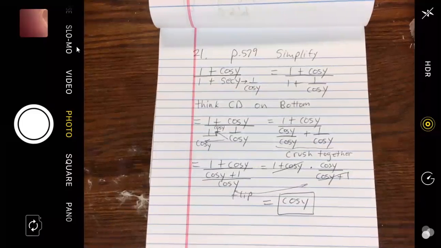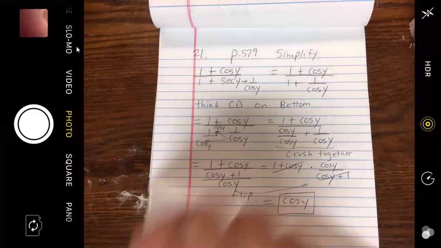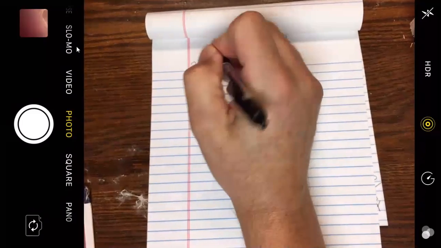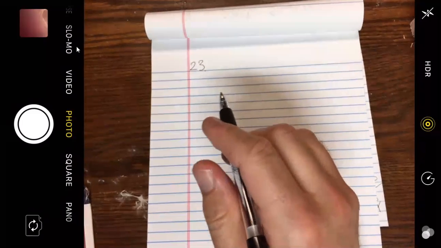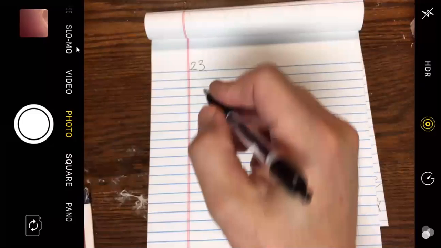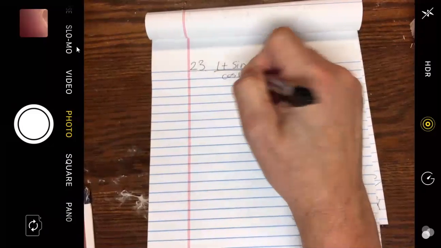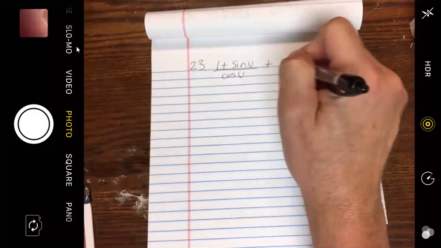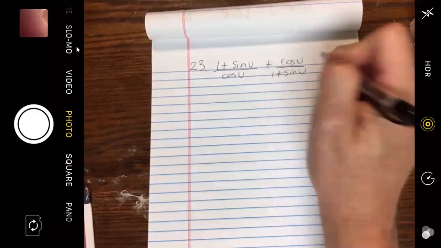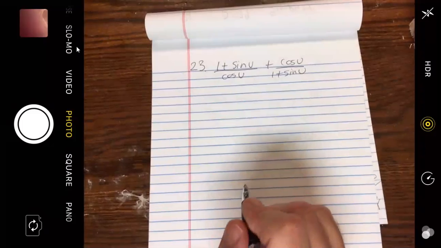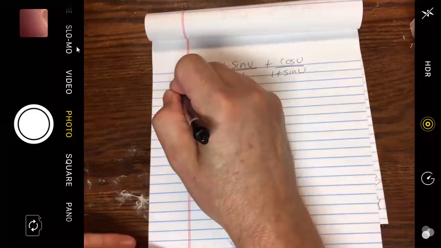All right. 27's got some nasty fractions, so does 23. Maybe I'll try 23. These are just kind of baby problems to get you used to messing with these identities. 1 plus sine u over cosine u, add cosine u over 1 plus sine u. We're going to combine with a common denominator.